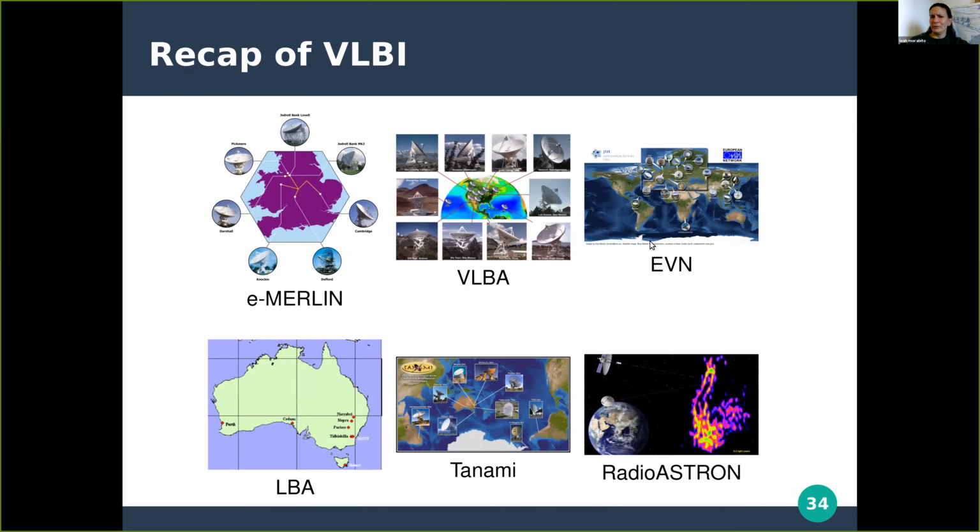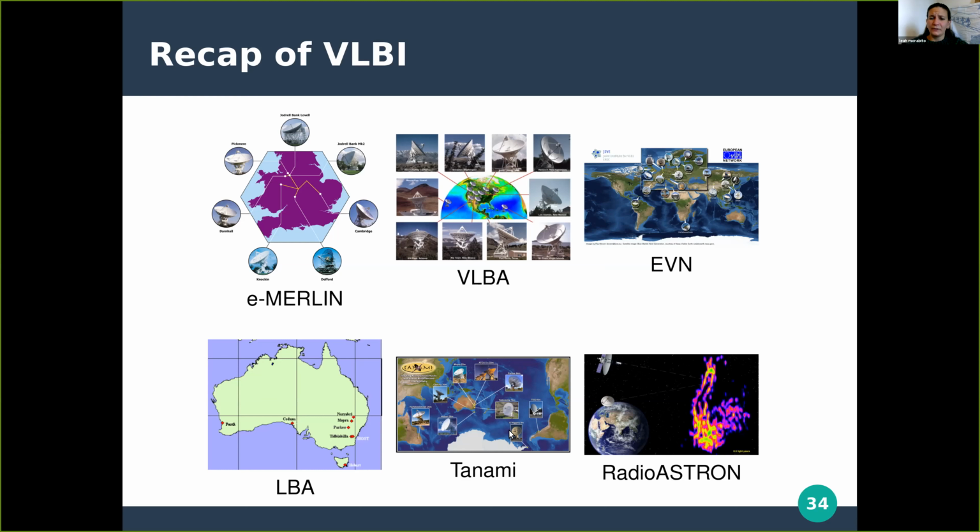So what is VLBI anyway? Well, you probably know some VLBI networks, for example, the EVN, or maybe the Very Long Baseline Array in the US, eMerlin, in the UK, where I'm based, the Long Baseline Array in Australia, and increasingly we're seeing that people are piecing together either individual antennas or networks or arrays into a network of antennas and arrays like Tanami, and this is a VLBI network.